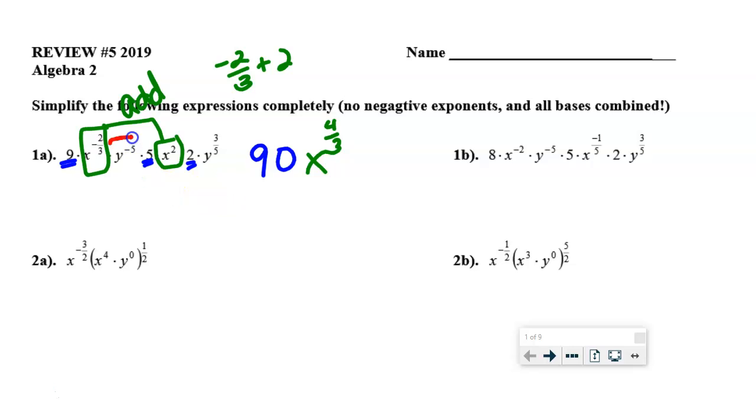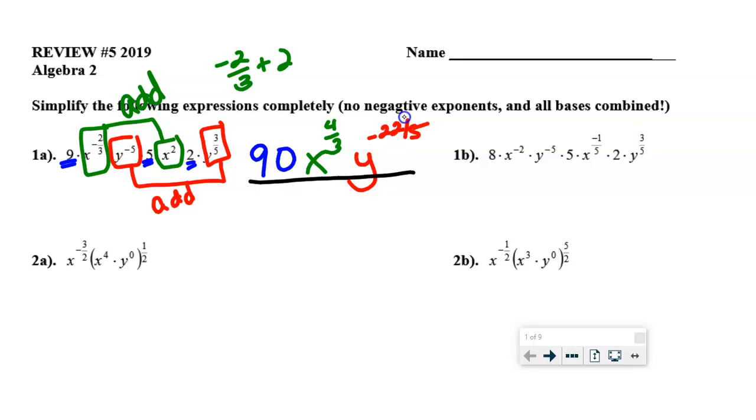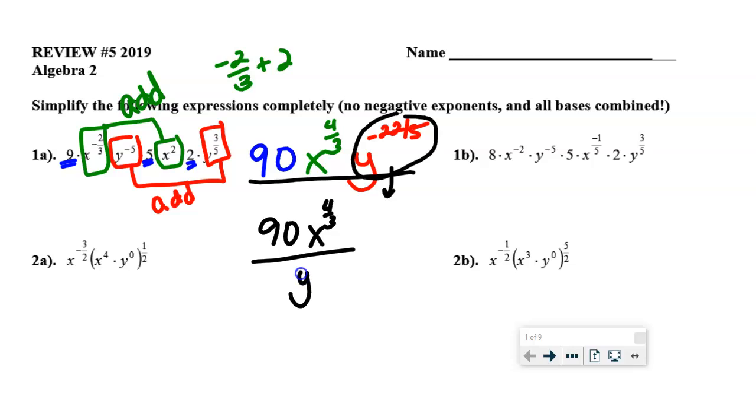Then the same property is being utilized for the y's. When you add negative 5 plus 3/5, I think you get y to the negative 22 over 5. And then you have to use an additional property that states anything that has a negative exponent, although it starts in the numerator, it's going to move down to the other side now. So the final answer would be 90 x to the 4/3 over y to the now positive 22 fifths power.